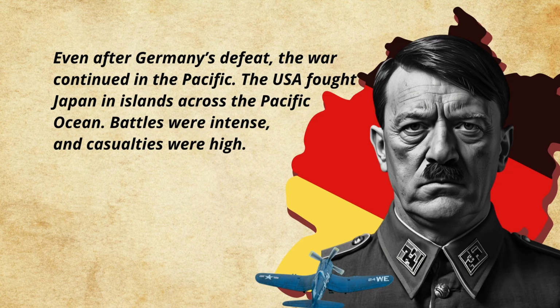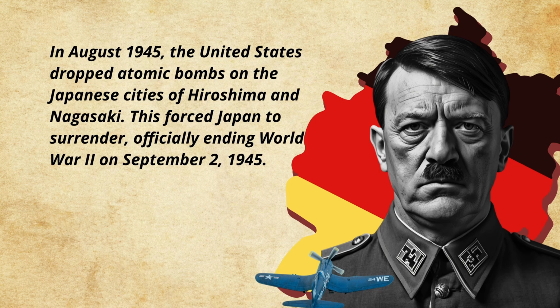Even after Germany's defeat, the war continued in the Pacific. The USA fought Japan in islands across the Pacific Ocean. Battles were intense, and casualties were high. In August 1945, the United States dropped atomic bombs on the Japanese cities of Hiroshima and Nagasaki. This forced Japan to surrender, officially ending World War II on September 2, 1945.